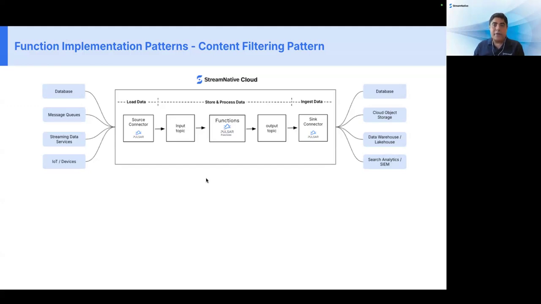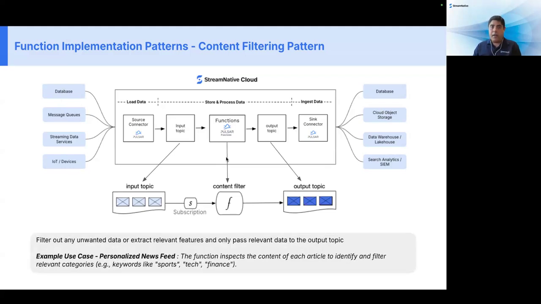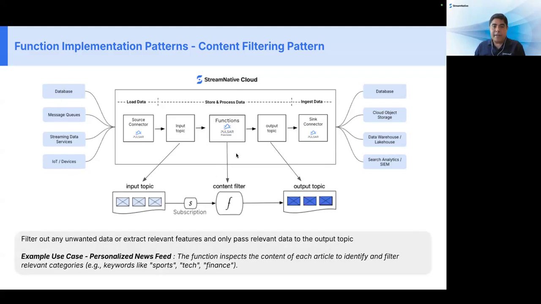For example, the first one is a content filtering pattern. This is where we have different sources on the left, a destination on the right, and StreamNative Cloud right here. As the data comes into StreamNative Cloud, let's pick an example where customers want to look up the record as and when it comes and inspect it for certain keywords. I'm just making an example of a personalized news feed here, and either filter off the words you don't need, or only grab the content based on the words you're looking for. Whatever your transformation or filtering logic is, you can deploy that as a Java function.